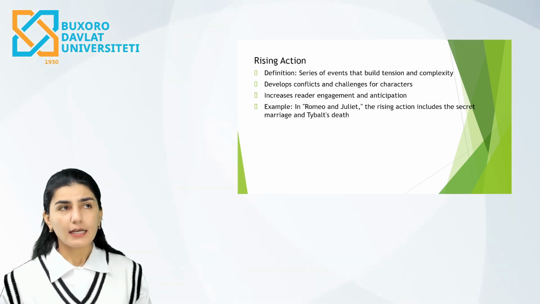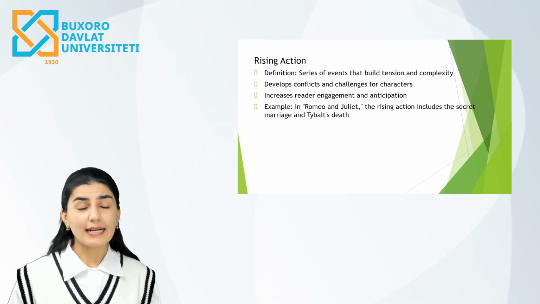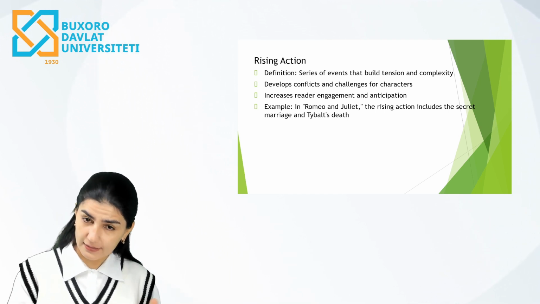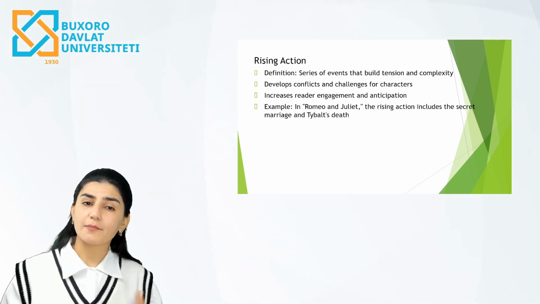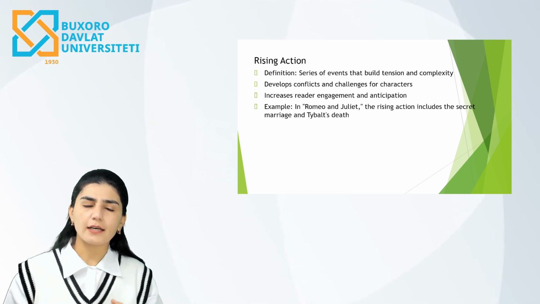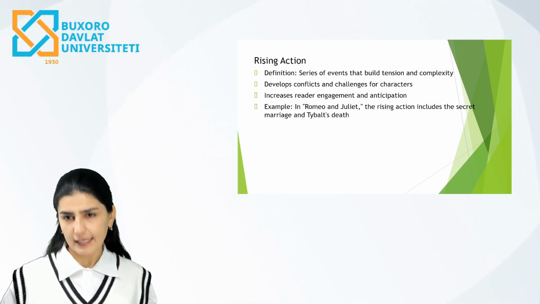For example, in the tragedy Romeo and Juliet by Shakespeare, the rising action includes the secret marriage of Romeo and Juliet and Tybalt's death, because these events develop conflicts and there are different challenges for the characters.